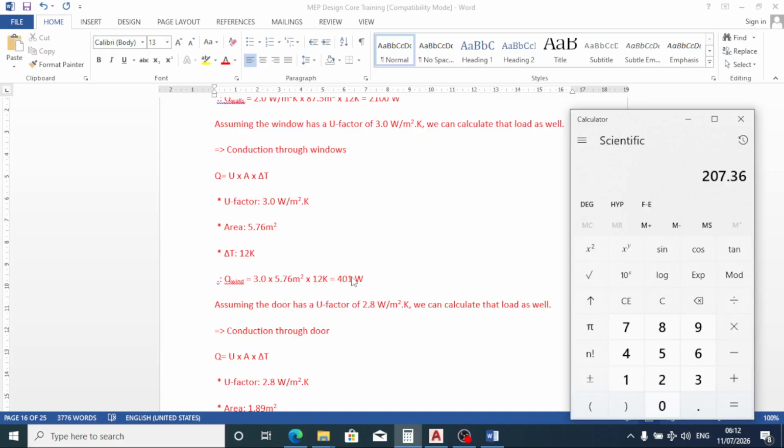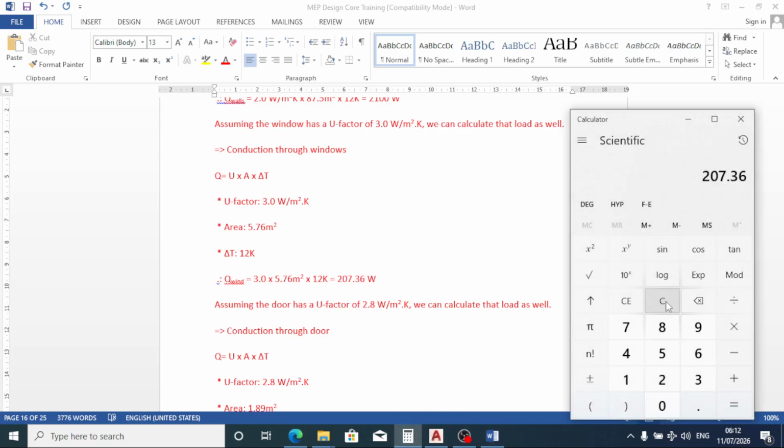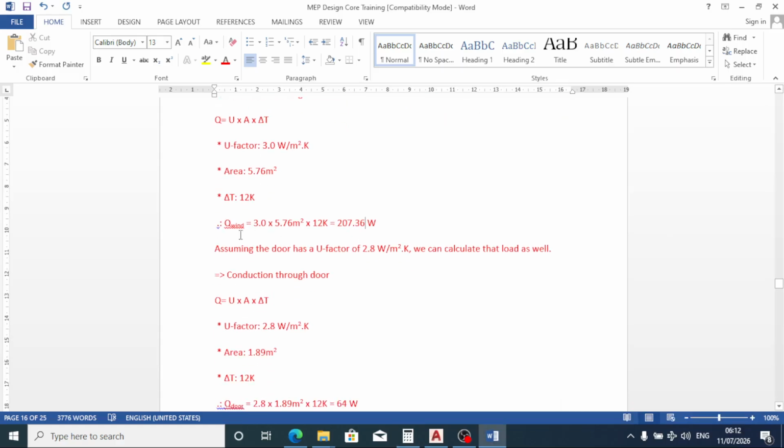What we're having is 207.36 watt. Are we correct, or should we calculate over to be sure? 207.36 watt. Yes, so that is that for our window.